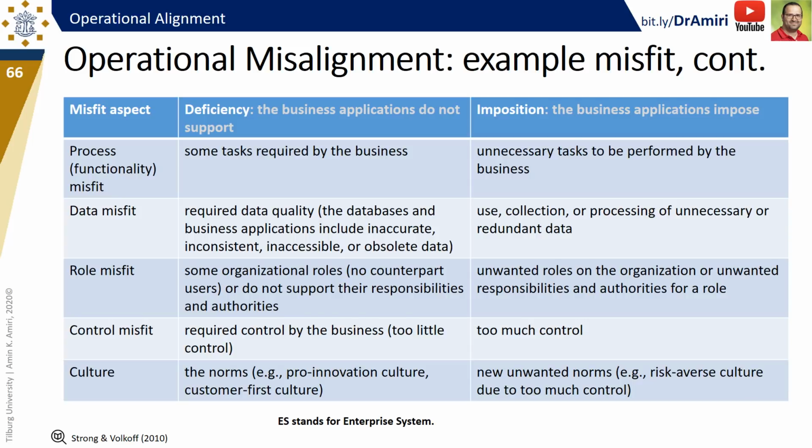Deficiency can also happen in the form of too little control, where business applications do not support the required control by the business. Control misfit can also happen if the business application imposes too much control over the processes.